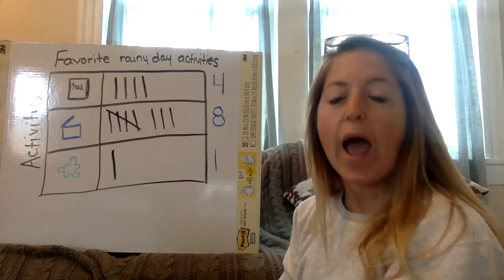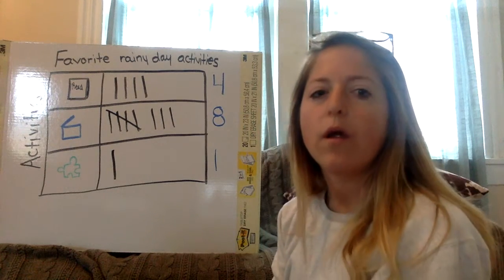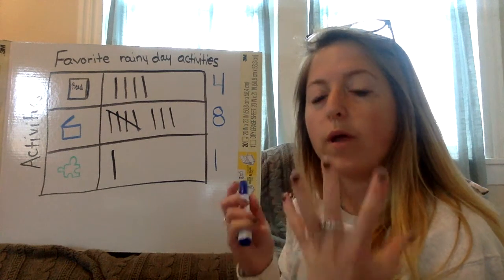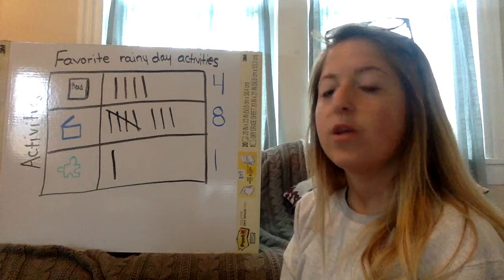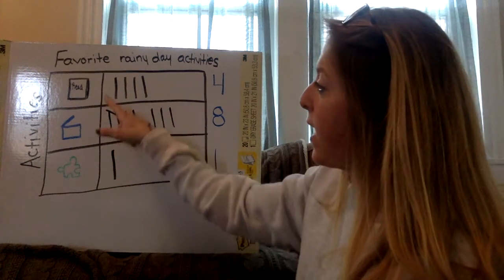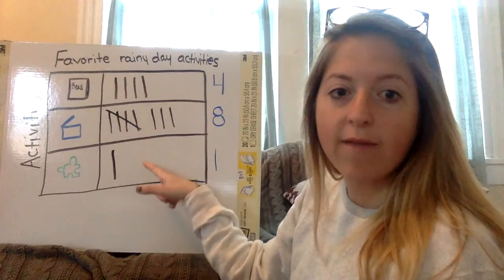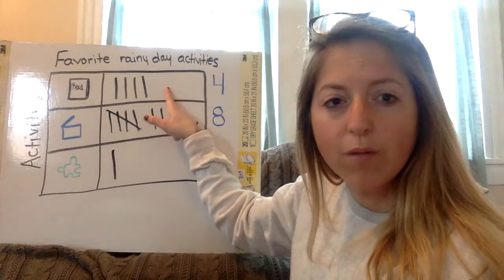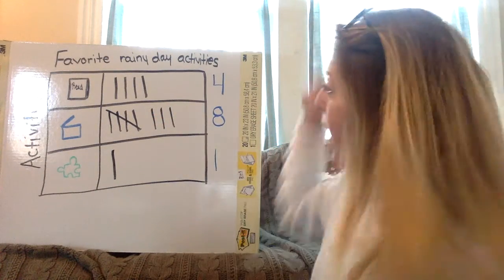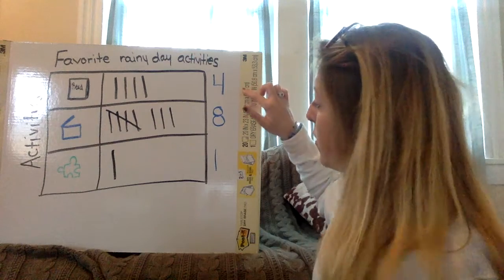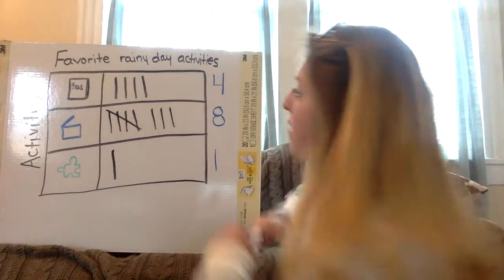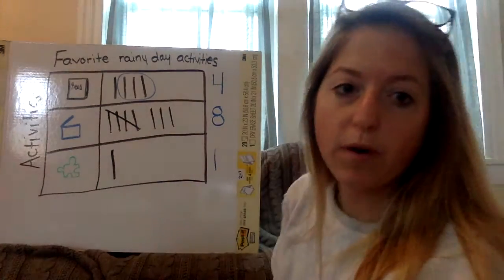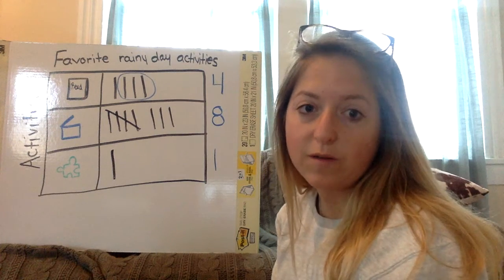What if I asked how many more people in Miss Arnett's family like to read than do puzzles? So in order to think about that, I need to try and match up my tally marks. So I have four people that like to read, and I have one person that likes to puzzle. But we want to know how many more people like to read. So in order to do that, I have to subtract. 4 minus 1 is going to give me 3 more people like to read than like to do puzzles.